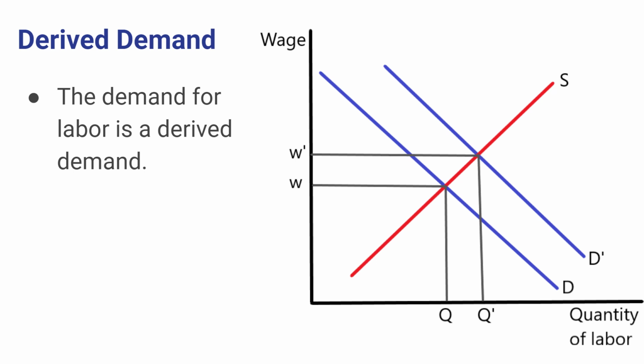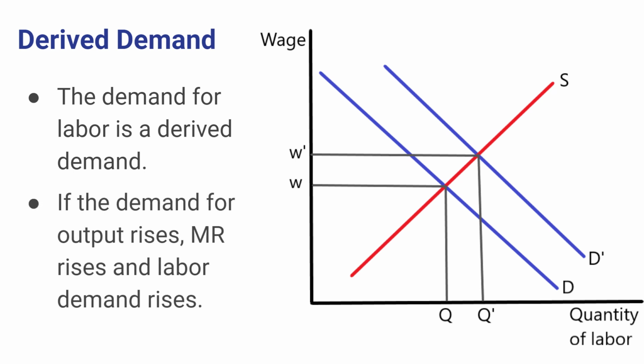And the reason for this is that when there's an increase in the demand for output, it raises the marginal revenue received from the sale of that output. And that's why the labor demand curve shifts. The value of the output produced by the workers is now greater than it was before.